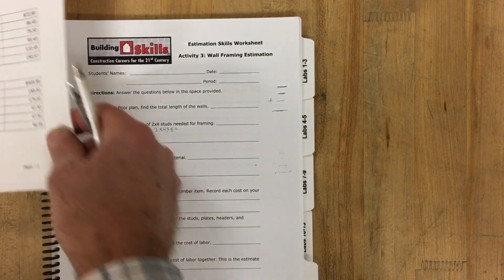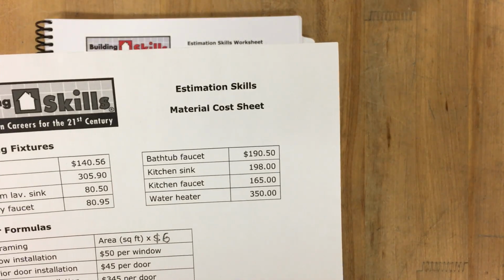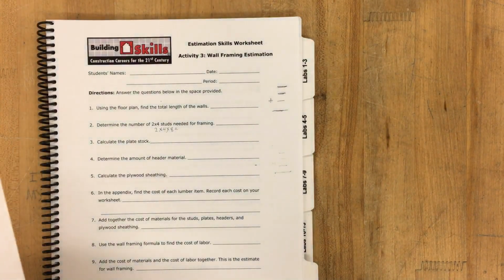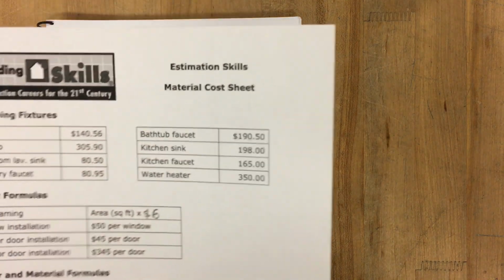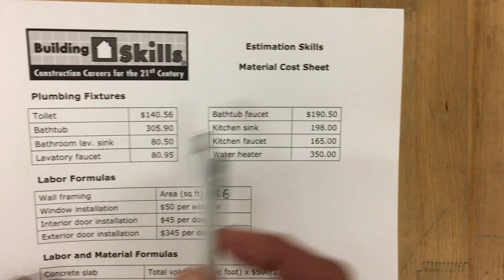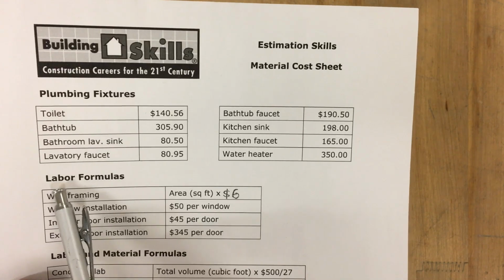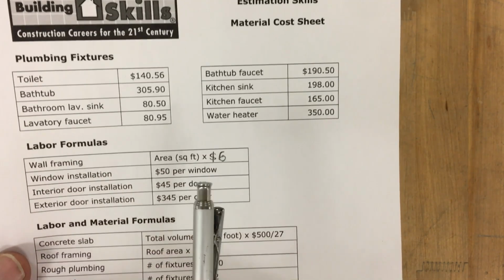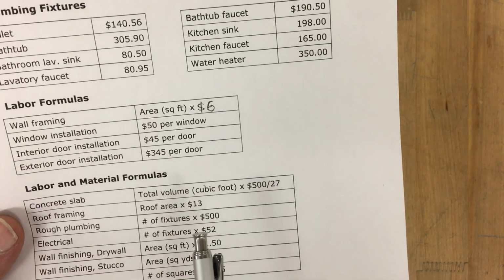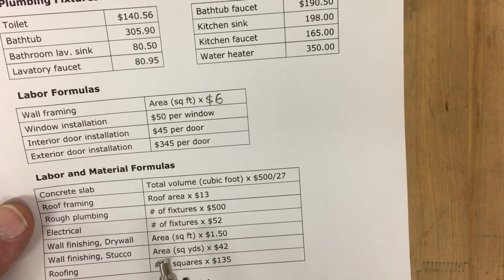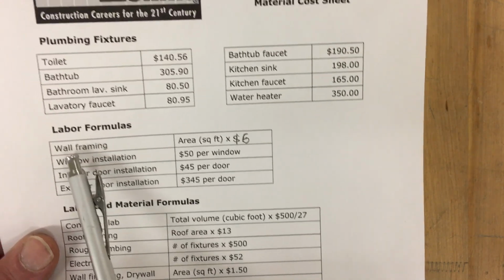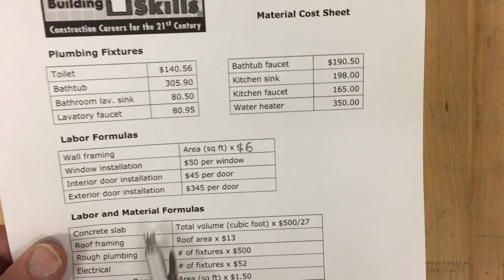Well, we can't build a wall with just materials. It takes labor, and that's where the second sheet comes in for labor. So here it's labor formulas right here for wall framing. There also is an estimation for roof framing, but we're not doing roof framing right now. We're doing wall framing. We'll look at that tomorrow.